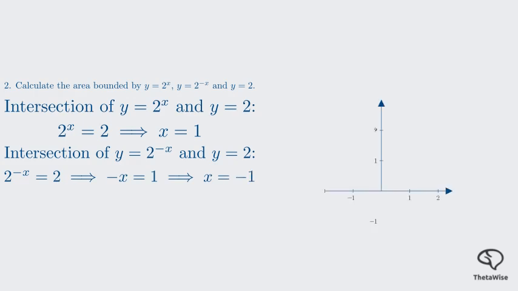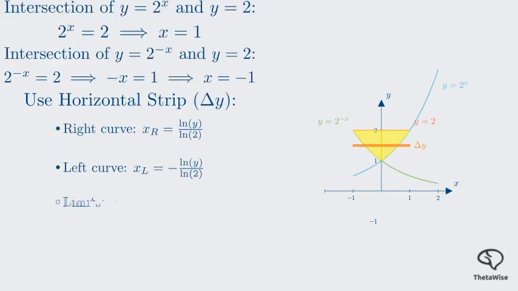A sketch clearly shows that the top boundary is always the line y equals 2. However, the bottom boundary is not continuous. On the left, it's the decay curve, and on the right, it's the growth curve. This would require two vertical integrals. But look at a horizontal strip. The top is y equals 2, and the bottom is y equals 1. The right boundary is always the growth curve, and the left boundary is always the decay curve. A horizontal strip is the perfect choice for this problem.